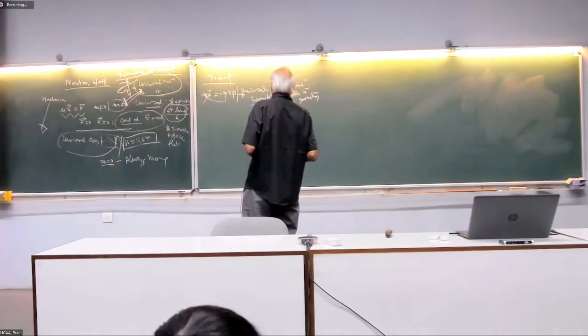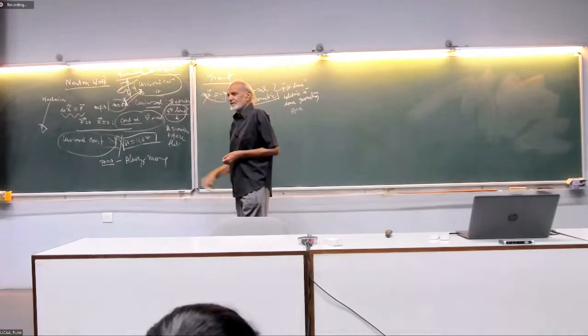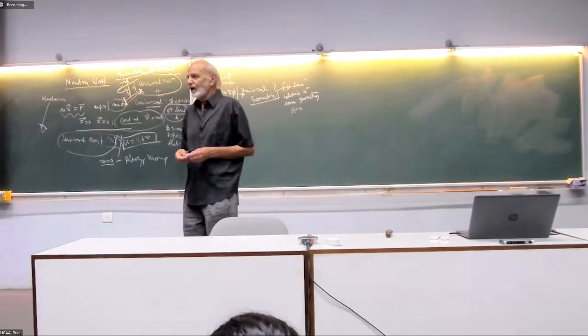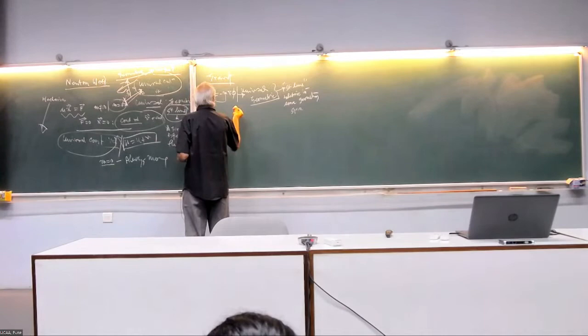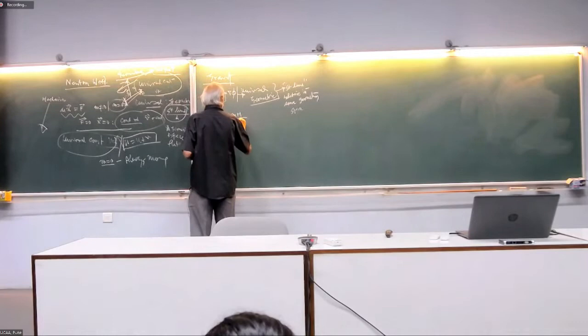So are we completely happy with this? As a matter of fact, what you generally write with this, in terms of this, you will say M x double dot equals minus G M m over r squared. That's how you write.